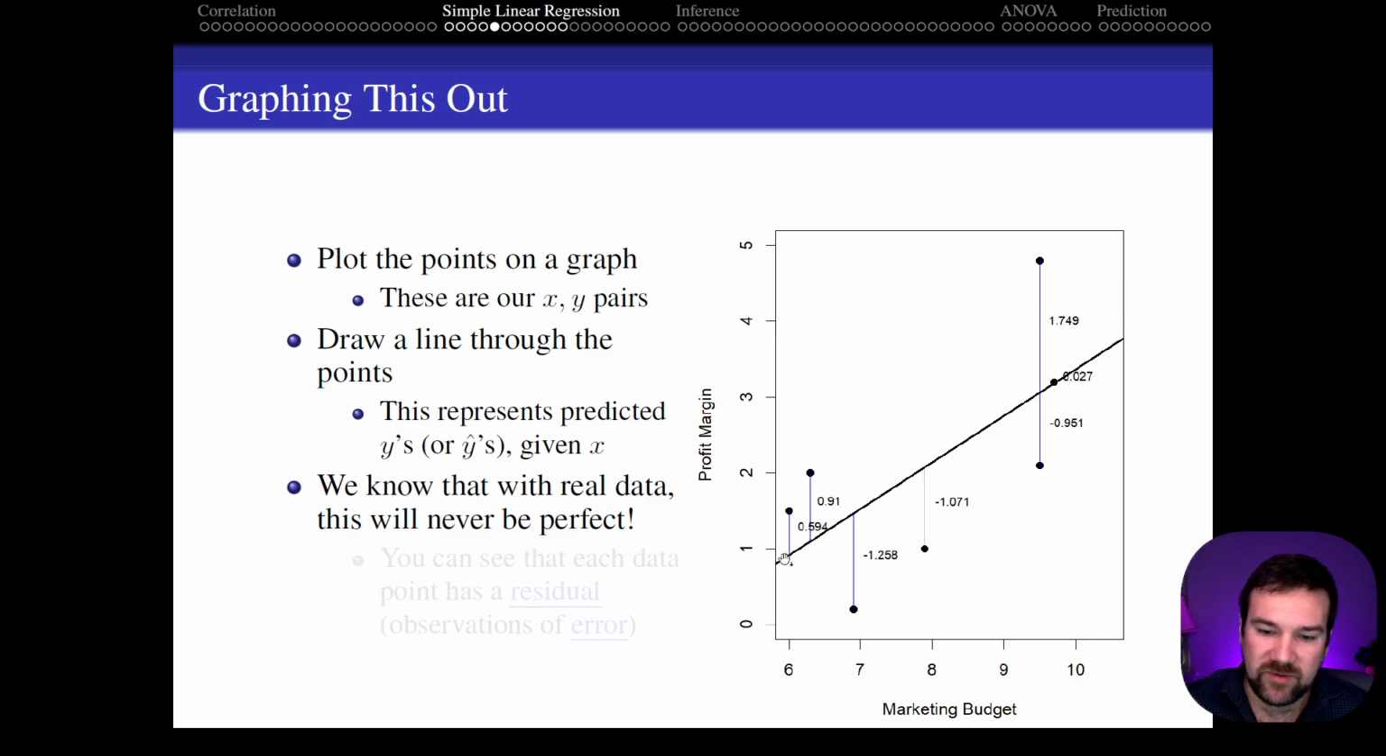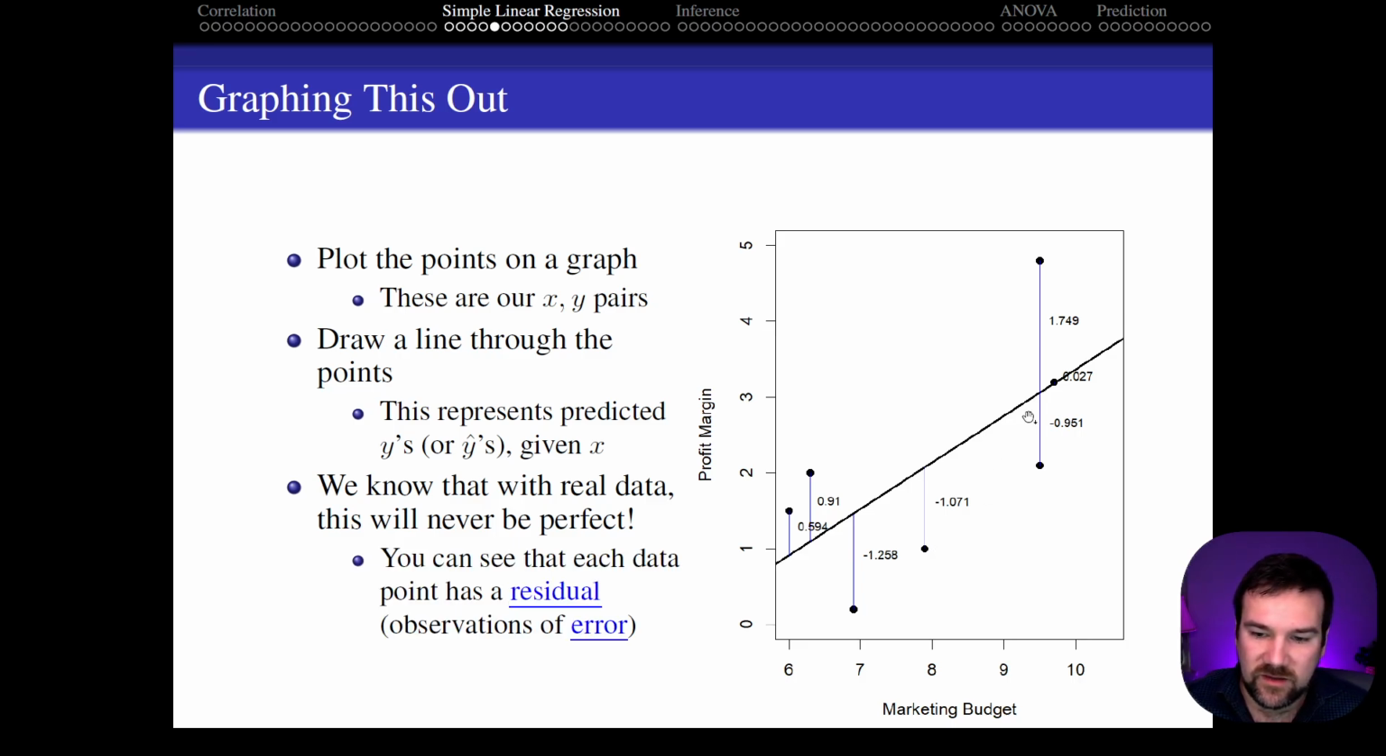So if this is the population line, we denote this error with epsilon. If this is the sample line, which is what it's going to be for us, we're never going to have population data, so this will always be the sample line. Each of these will be the residuals and be denoted with an E. And so that's our graph. That's how we're visualizing this piece.